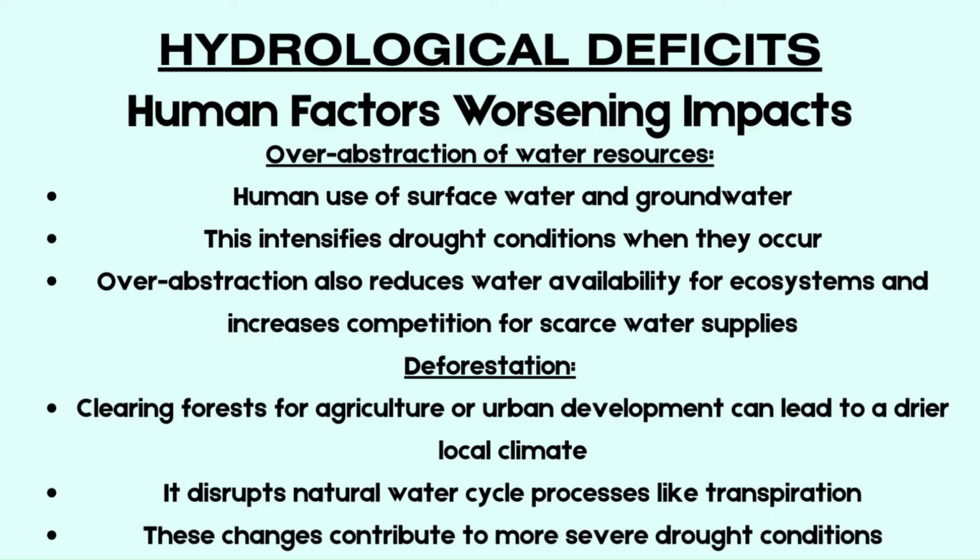Over-abstraction can reduce the water available to ecosystems and increase competition for limited water supplies. Another human contribution is deforestation.